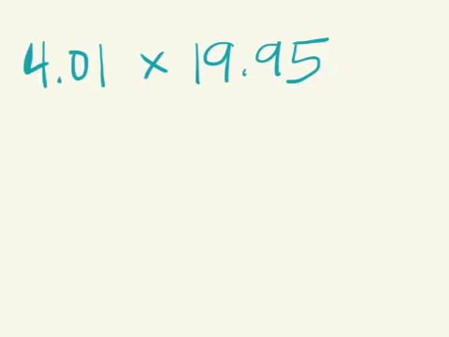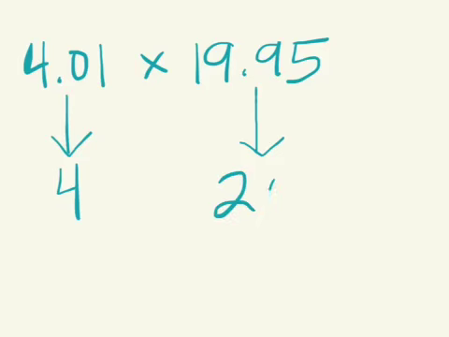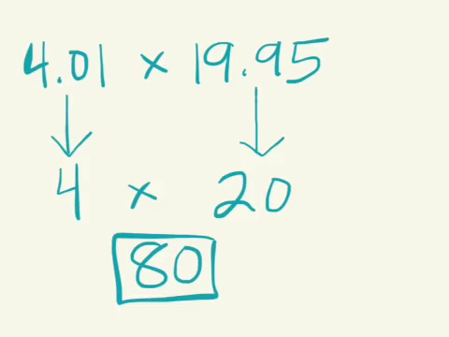All right, let's try another one. 4 and 1/100th times 19 and 95/100ths. Well, one thing that you can always do is round to the nearest whole number, or to the nearest 1. So 4 and 1/100th would round to 4. 19 and 95/100ths would round to 20. And now we have some nice mental math. 4 times 20 equals? 80. Yeah, 80. Final answer.